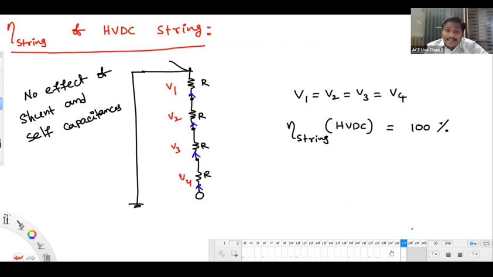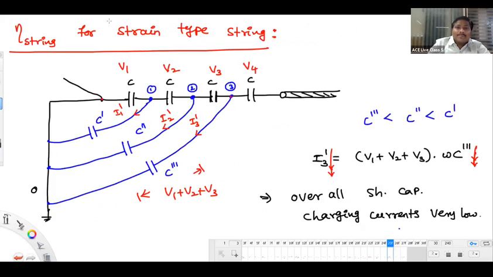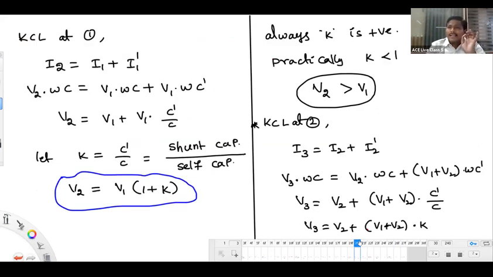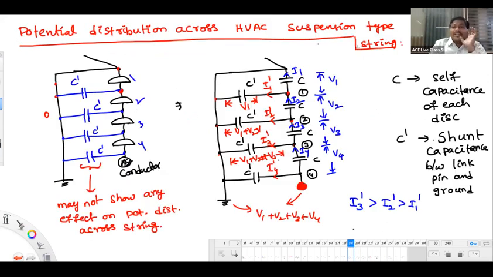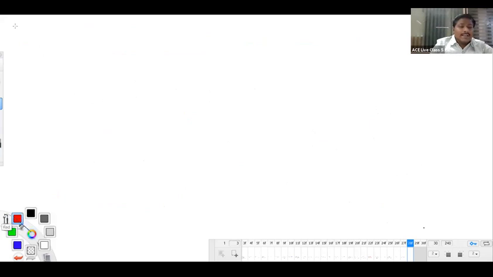What about HVAC strain type? Good efficiency, more than 90%, close to 100 also sometimes. So I think you don't need to bother about the HVAC strain also. What about HVAC suspension? This is having a very low string efficiency. So we should put our concentration on the improvement of string efficiency of HVAC suspension type string only.